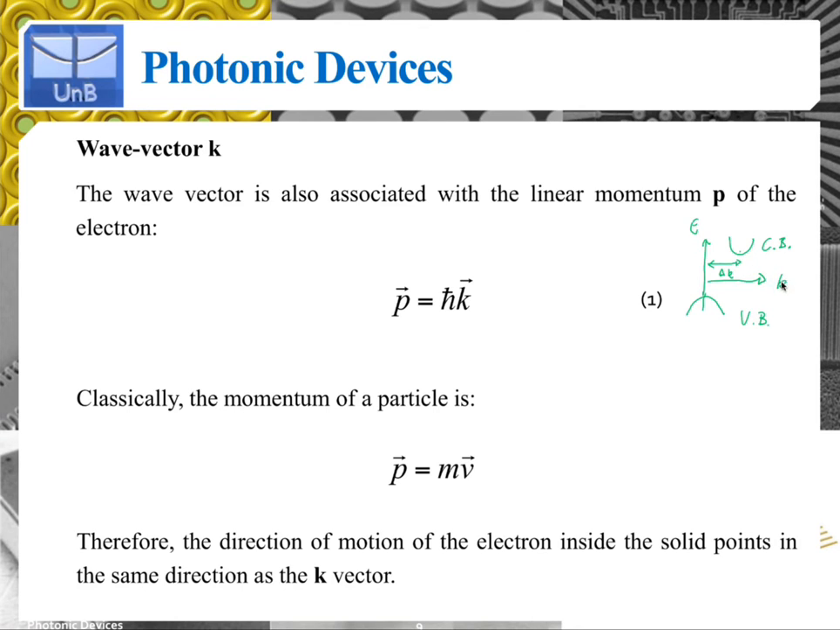Well, this means that since k is directly proportional to the momentum p, or the crystal momentum p, this implies a change in momentum as well. So this is why we said that, in indirect bandgap semiconductors, aside from undergoing a change in energy, the electron also needs to undergo a change in momentum. This is less likely to happen, and that's why these materials were not good emitters of electromagnetic radiation.